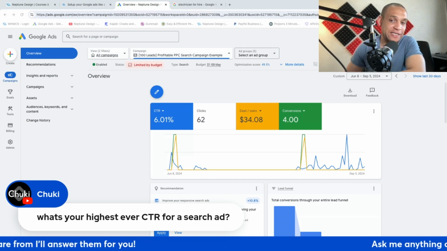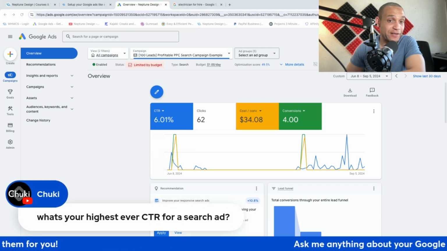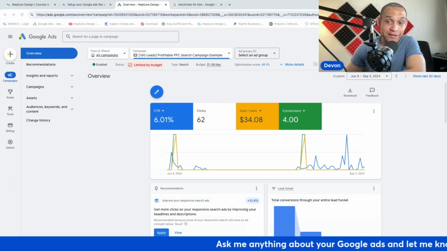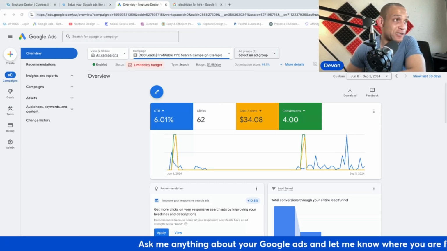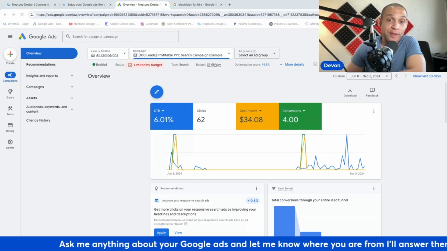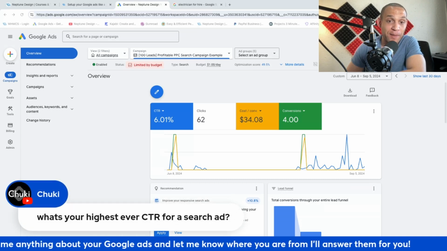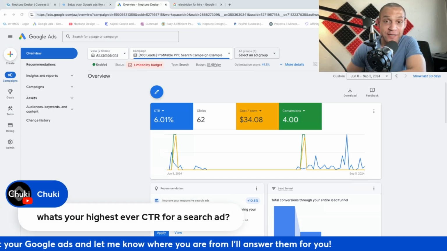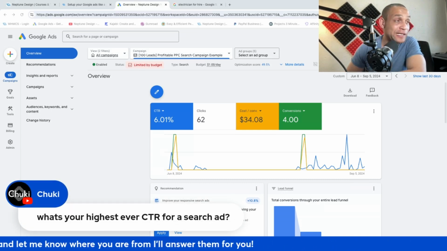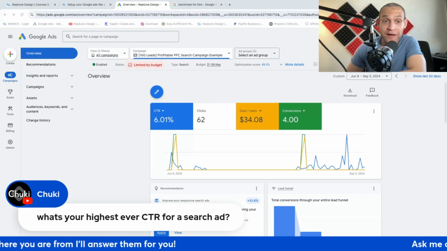I think it was an 18% click-through rate, but you're going to struggle to get that. If you have a competitive niche, it's going to be very hard for you to get that. You should be aiming for above 5%. If you're above 5%, you're doing okay. If you're above 10%, you are doing absolutely amazing. If you're below 5%, then you've got a lot of work to do on your ad copy.